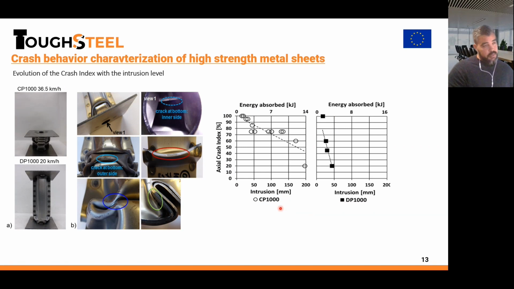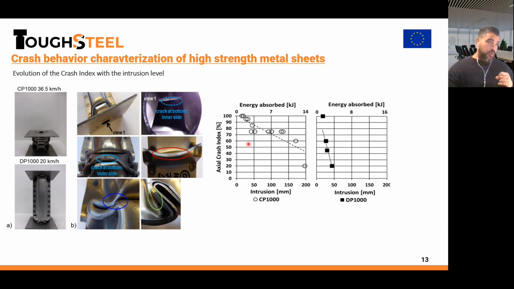Following this line of thinking, we conducted a joint research work with voestalpine a few years ago. What voestalpine did was axial crash tests with the experimental setup I showed in the previous slide: a series of axial crash tests at different speeds. So we have the same impactor at different speeds, resulting in different intrusion depths. As you can see, increasing the speed of the impactor gives greater intrusion levels.